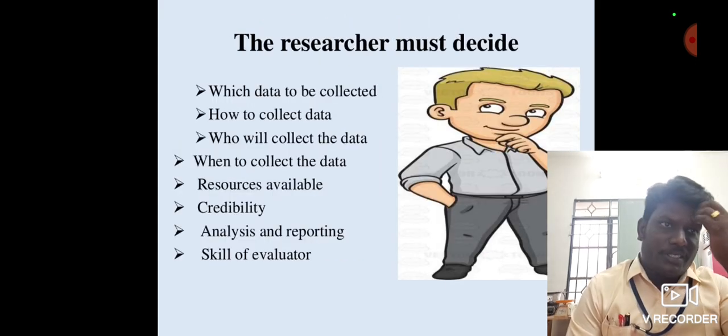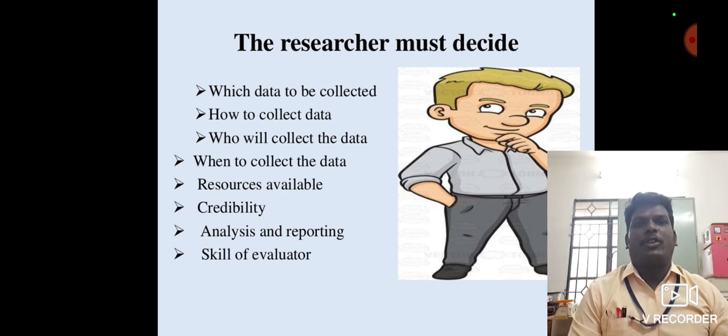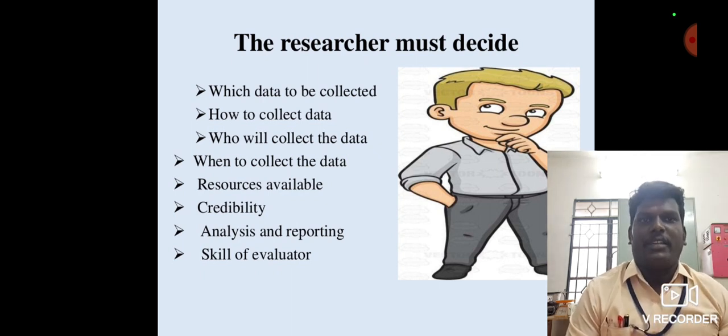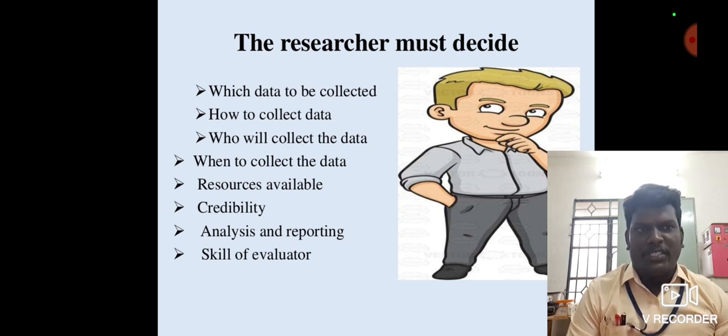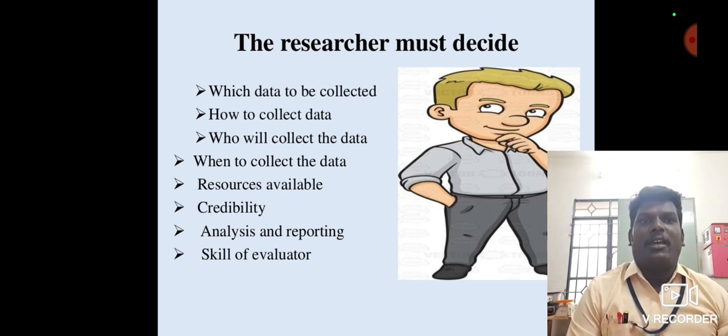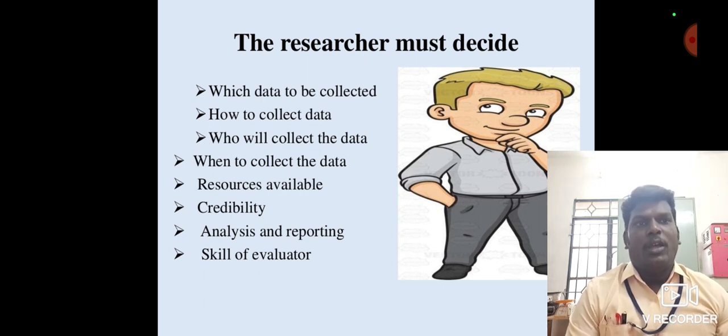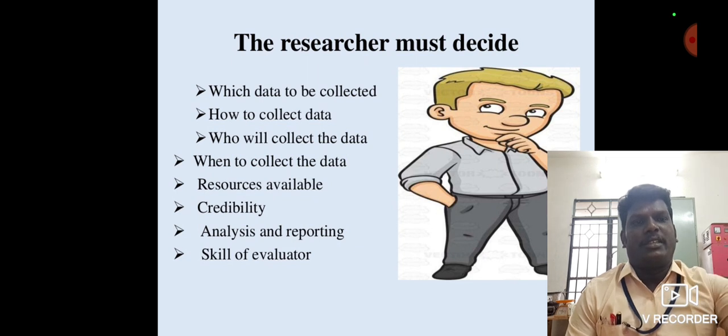Next, a researcher must decide what data can be collected, how to collect the data, who will collect the data, and when to collect the data, along with the results available, credibility, analysis, reporting, and the skill of the evaluator. These kinds of things the researcher must decide, as well as how the data is collected, who will collect it, its credibility, and finally the analysis.